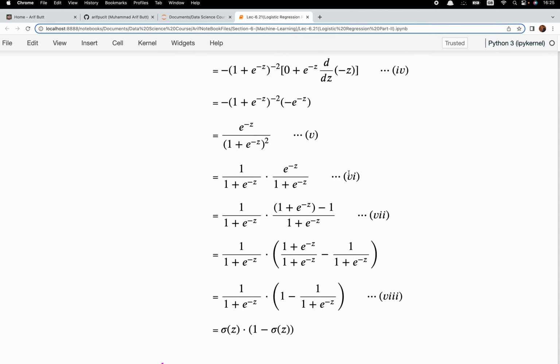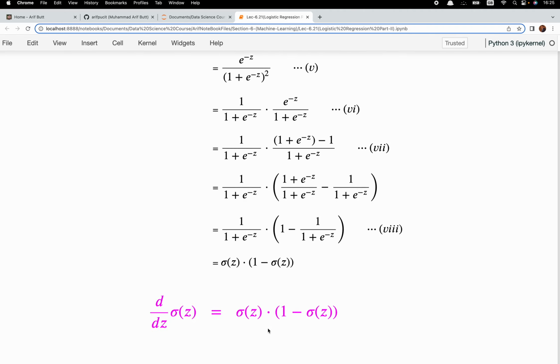Okay, I think you are with me up till this equation 6. In equation 7, I have added and subtracted a 1 in the numerator of the second term. And finally, I have just done some simplification, and I have arrived at this equation number 8. So the derivative of the sigmoid function with respect to z is equal to sigmoid of z times 1 minus sigmoid of z. And this is shown in magenta color over here.